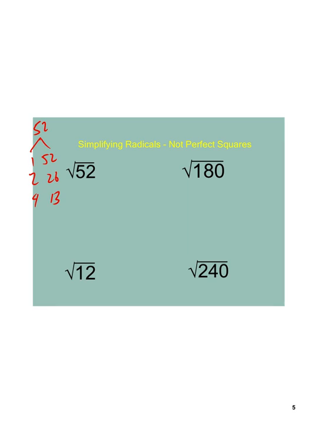6 times 8 is 48. 6 times 9 is 54. That doesn't work. 7 times 7 is 49. 7 times 8 is 56. So 4 and 13 is the best we can do.